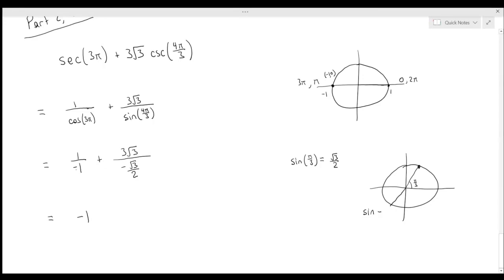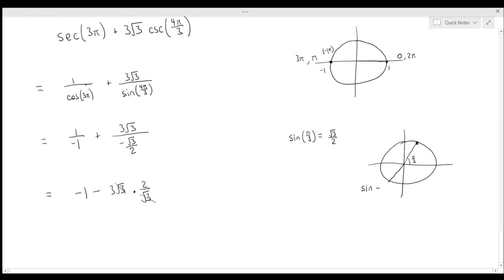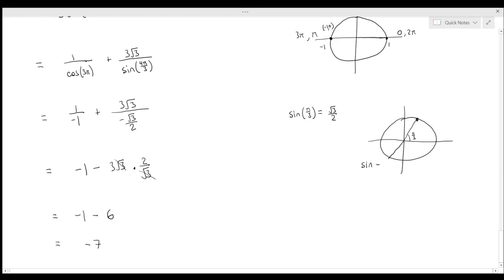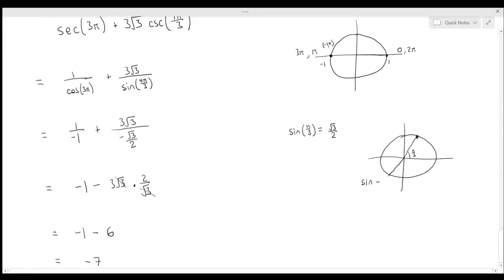Once I figured that out, we just need to simplify. So this is -1, and we have plus a negative, so I'll write it as minus. When I'm dividing by this fraction, I'll simplify by multiplying by the reciprocal. We can cancel these square root of 3's. That leaves us with -1 minus 3 times 2, which is 6. So that leaves us with the final answer of -7. Any questions about anything that I did just now?